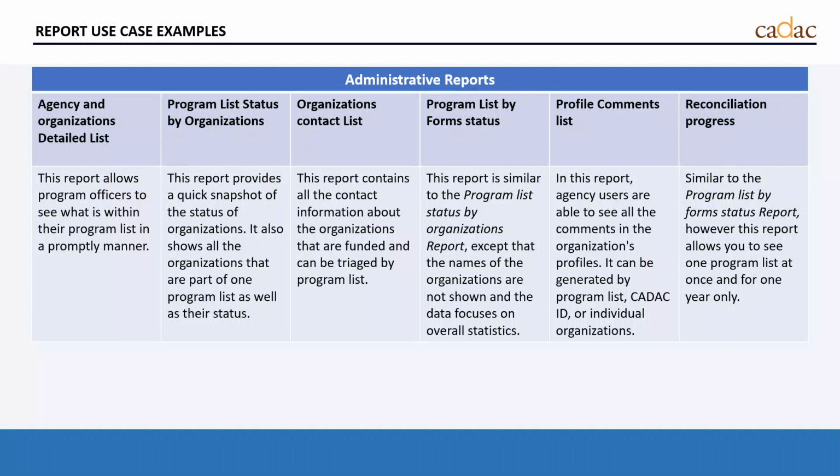Next is the program list by form status. This is similar to the program list status by organization, except this report does not show organizations' information. This report focuses more on the overall statistics and status of organizations contained within a program list. Next is the profile comments list report. This report will only show you all the comments that have been left on organization profiles. As a reminder, only CADAC staff and agencies users can leave notes on an organization's profile. An organization cannot see those comments.